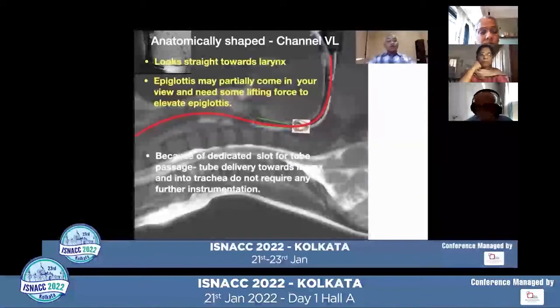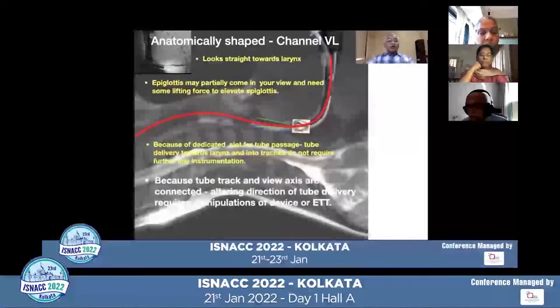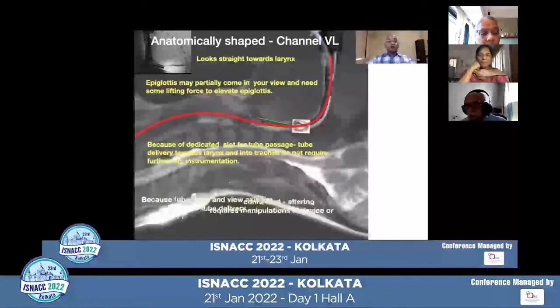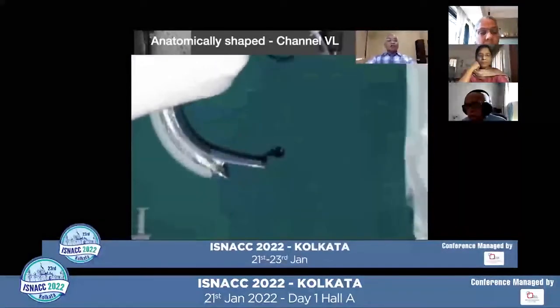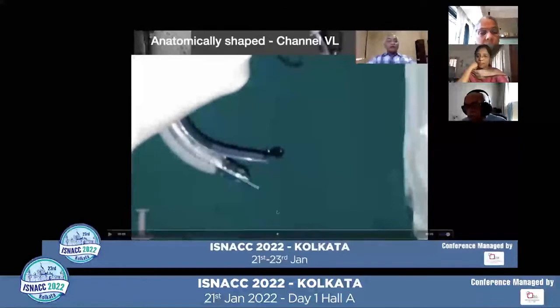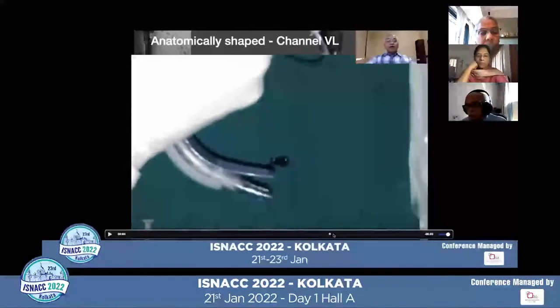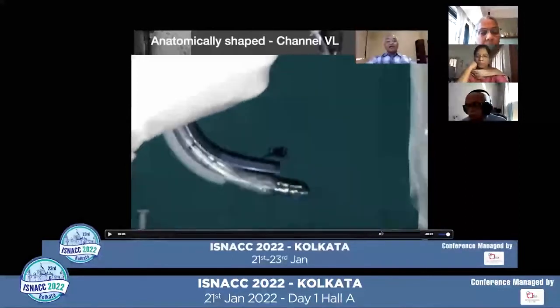But because of this dedicated slot, because the tube track and view axis are connected, if your tube is not going towards the laryngeal opening, for altering the direction of tube delivery you require manipulation of the device or endotracheal tube. Here, if you look carefully, as the tube comes out from the channel, it goes slightly down, and then the natural curvature of the endotracheal tube takes it up towards the laryngeal opening.